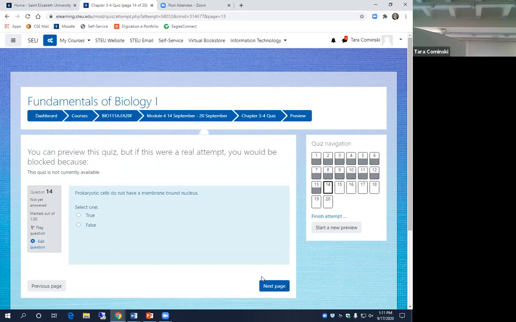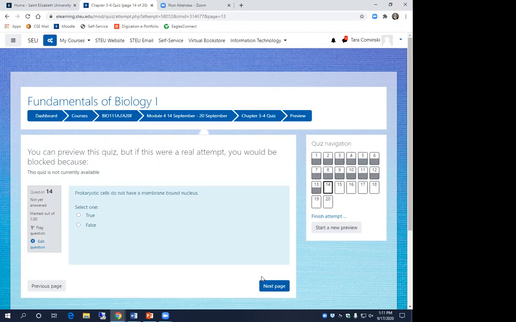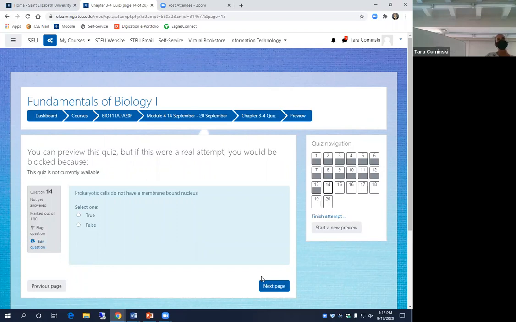All right, prokaryotic cells do not have a membrane-bound nucleus. Is that true or false? True. That is true. They don't have a membrane-bound nucleus. Do prokaryotic cells have ribosomes? They do.